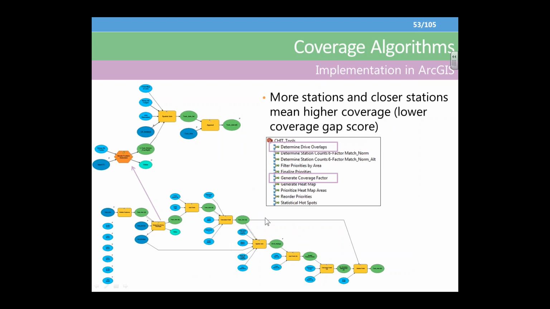And again, this morning I showed some of the actual ArcGIS tools that we developed for this. We are planning to at some point be able to distribute this toolbox, for people who may be interested in playing around with it and looking at what the actual workings are. This is essentially our determine drive overlaps and generate coverage factor tool. The determine drive overlaps tool iterates through all the stations and builds that temporary record, and then the generate coverage factor tool takes that record and actually performs the algorithm that scores every cell.